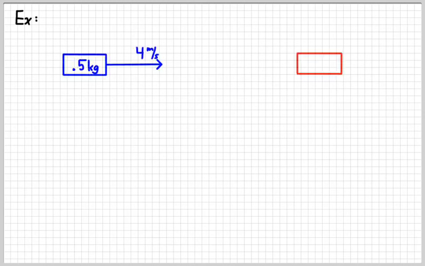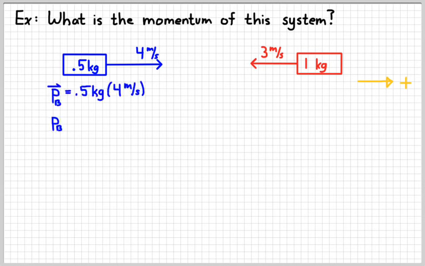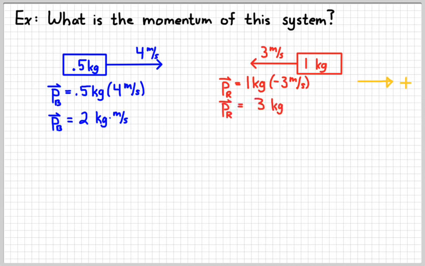So let's take a simple system. Let's say we have two carts which are moving towards each other like this, kind of like what we did in our lab yesterday, and figure out the momentum of that system. Well, I'm going to make right the positive direction. If we find the momentum of the blue cart by multiplying its mass times velocity, we would get something like 2 Mareks. And if we do the same thing for the red cart, we would get something like 3 Mareks.